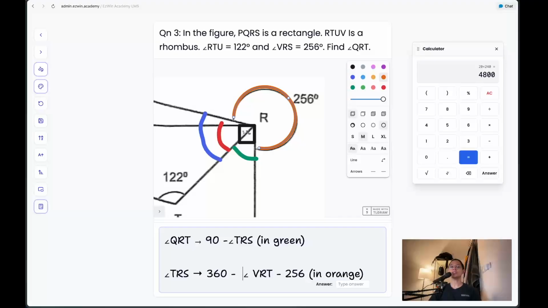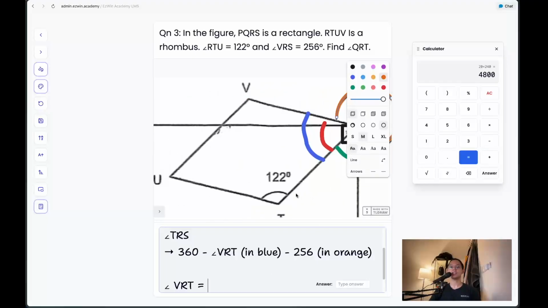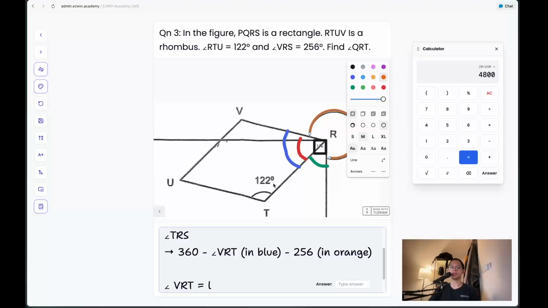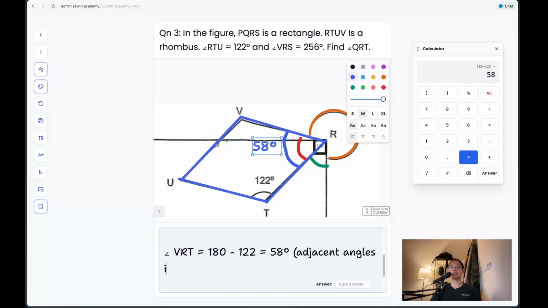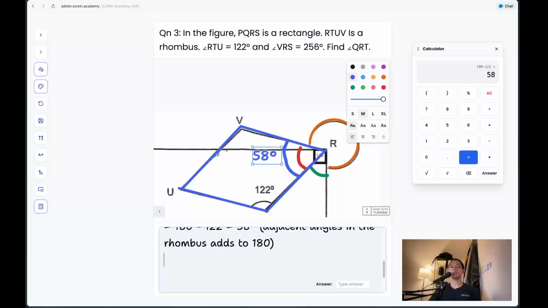So how do we get VRT in blue? So angle VRT is basically, can you guess? Because RTUV over here, if I were to zoom it out, is a parallelogram, right? So that means we can just have 180 minus 122, which in this case is 58 degrees. The reason is adjacent angles in the rhombus add to 180. So now we know angle VRT, which is in blue.